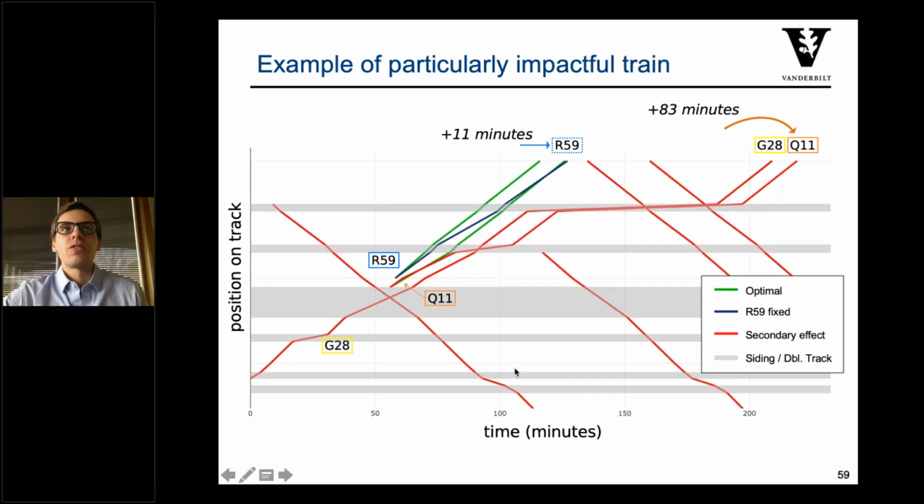So this is a snapshot of the overall dispatching picture, but it shows you that very large secondary effect that just 11 minutes can have in terms of adding an additional 83.